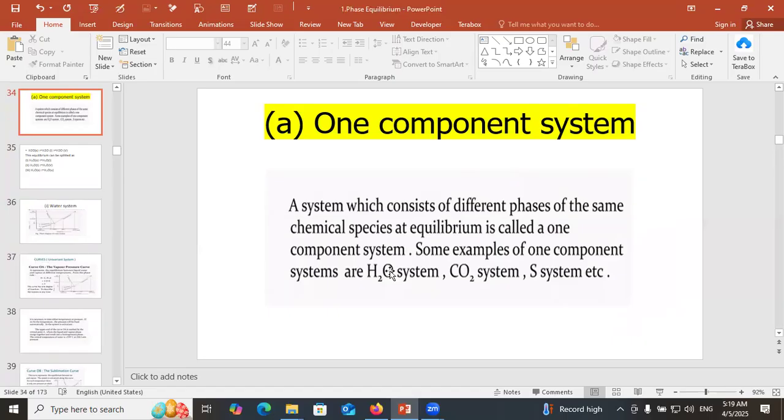Okay, that's all about the one component system phase diagram.